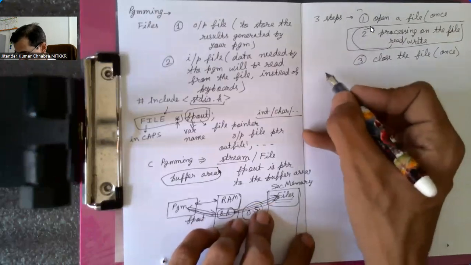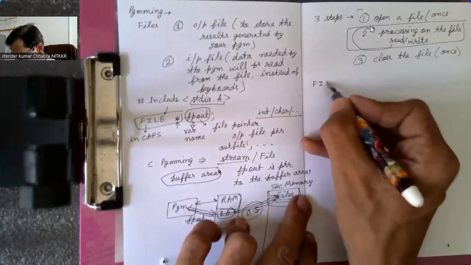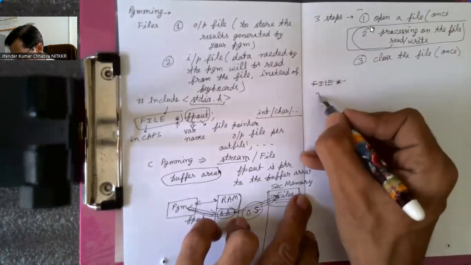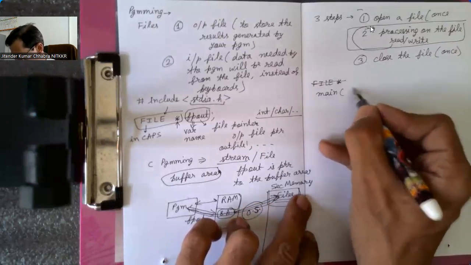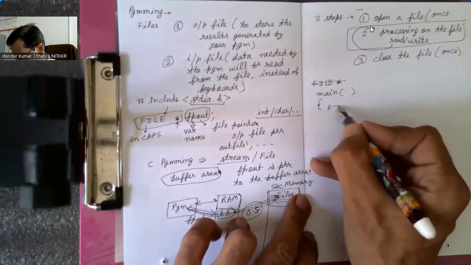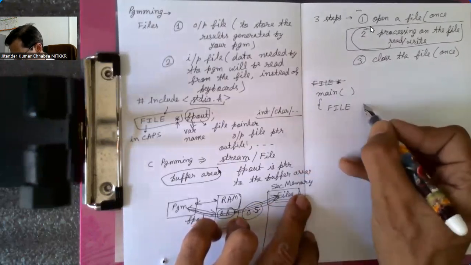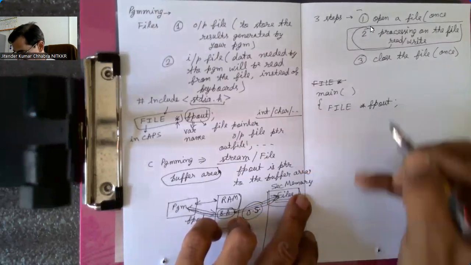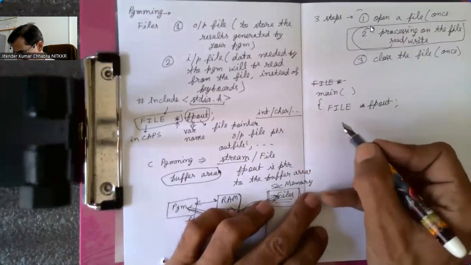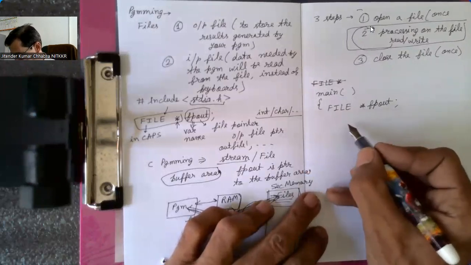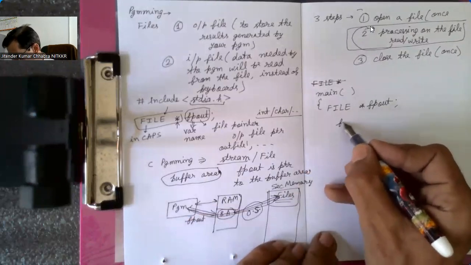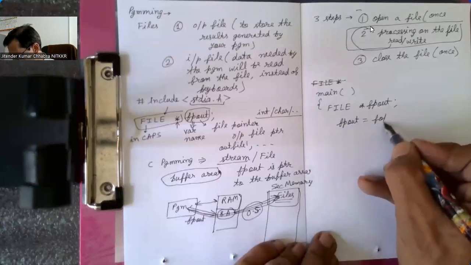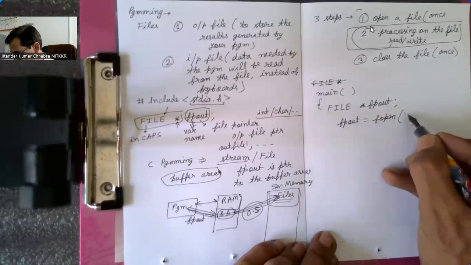How will you do it? For example, I have declared FILE star fpout, maybe in main. If you declare in main, it's a local variable within the main. If you declare global, then you can use it globally as per your requirement. First thing, you will open a file. So for opening a file, the command is fpout equal to fopen, file name.